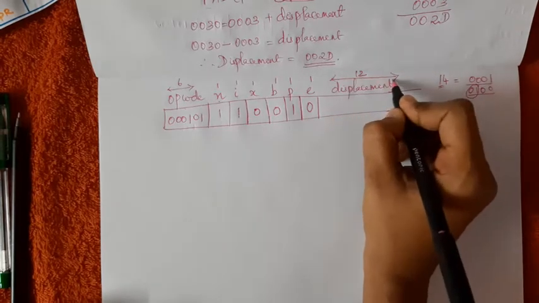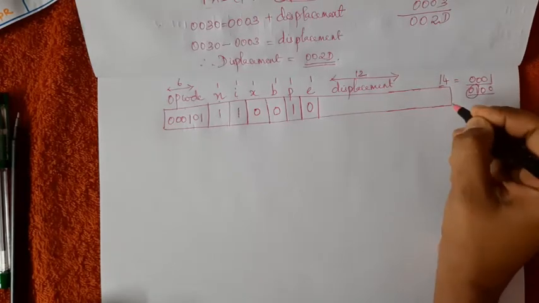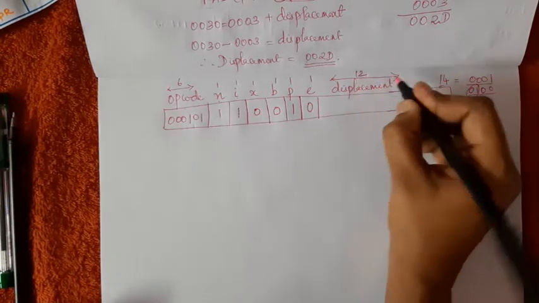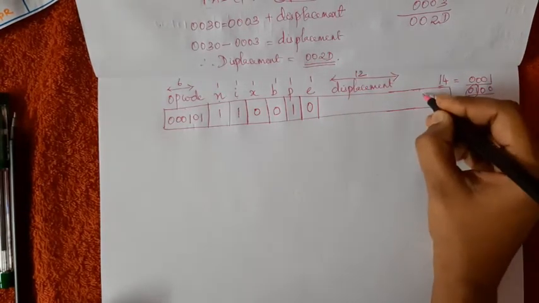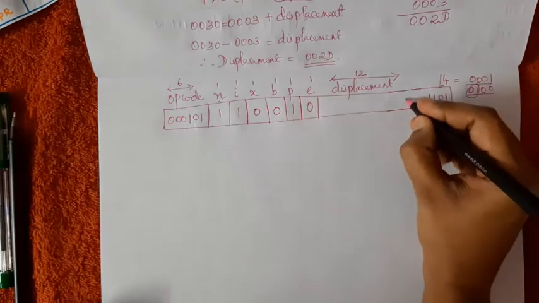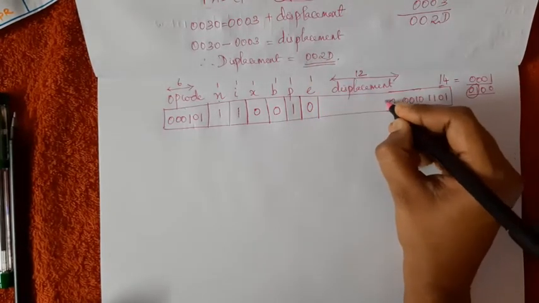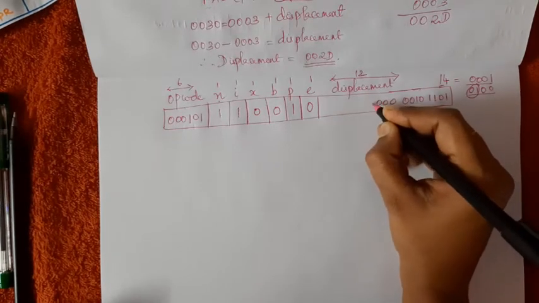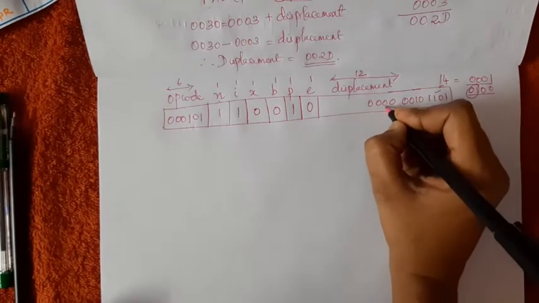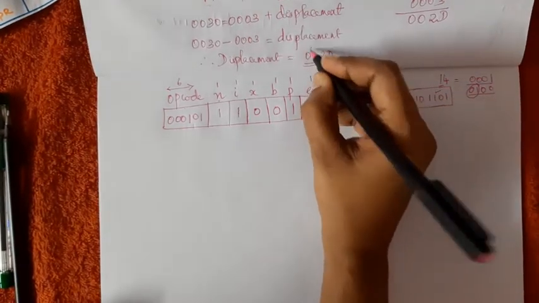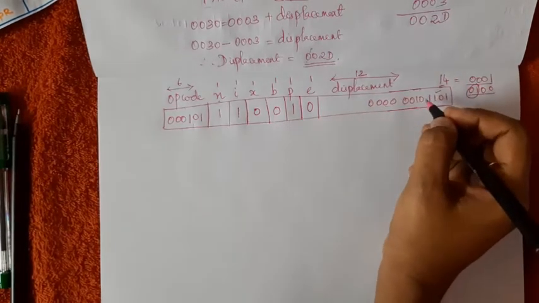In total it holds 16 bits, but we cannot accommodate 16 bits here. The displacement holds only 12 bits, so we have to write only 12 bits in the box given here. The value 002D: D would be 1101 and 2 would be 0010, and the rest are 0, 0, 0, 0. We have to eliminate this leading 0 here, because it holds only 12 bits of displacement.